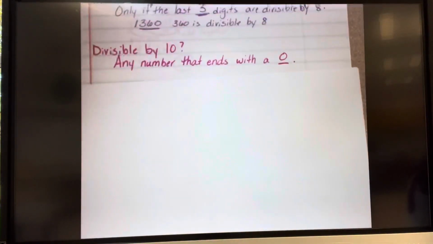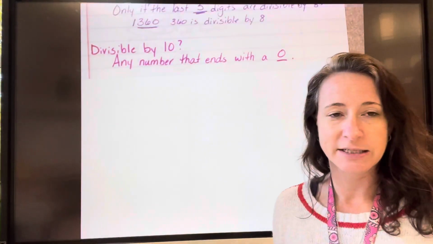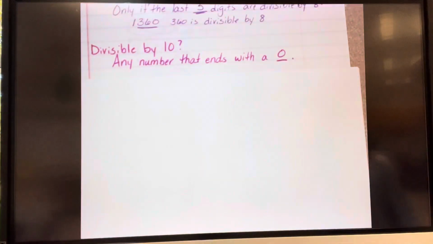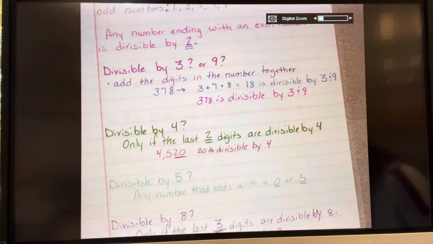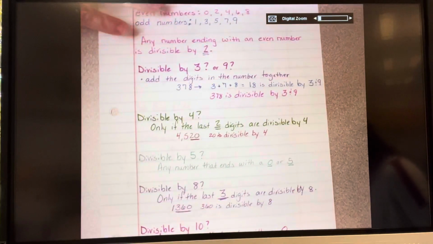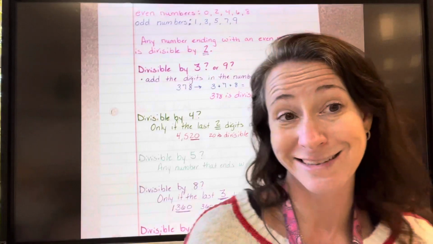And then finally we have, is it divisible by 10? Well, we all know that any number that ends with a 0 is divisible by 10. And that is it for your divisibility rules. So make sure you take those notes so that you can refer back to them when we're practicing our math in class.